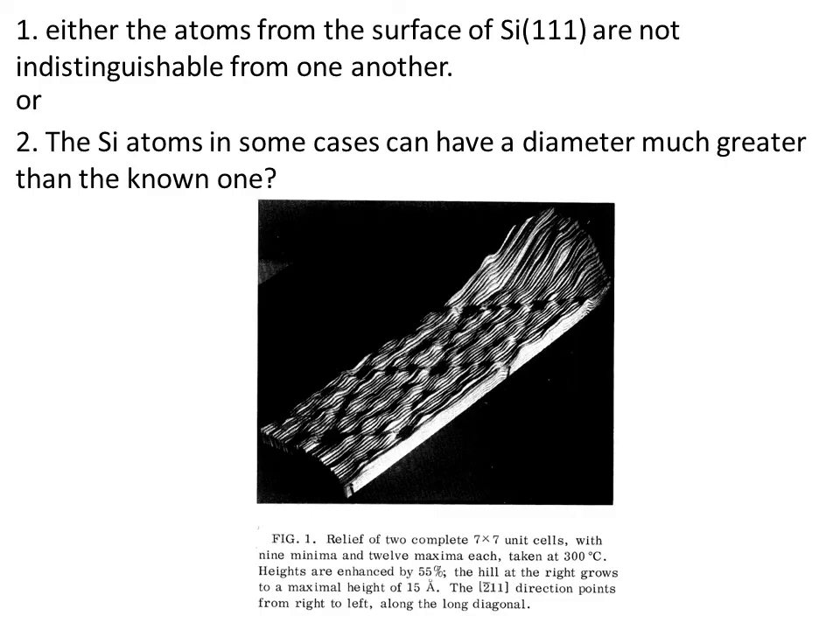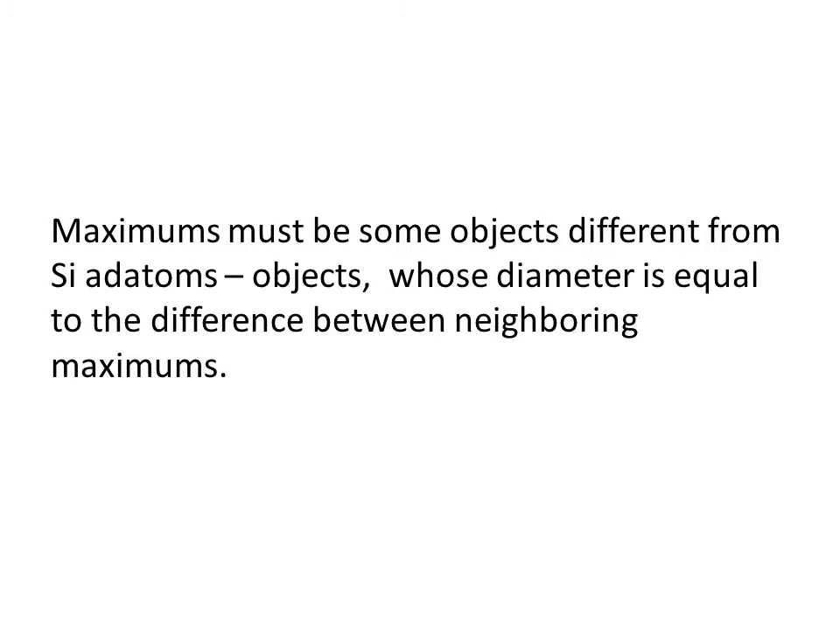So, either the atoms from the surface of silicon 1-1-1 are not indistinguishable from one another, or the silicon atoms in some cases can have a diameter much greater than the known one. Both suppositions are evidently unacceptable. Maximums must comprise something else and not silicon atoms. Maximums must be some objects different from silicon atoms. Objects whose diameter is equal to the distance between neighboring maximums.